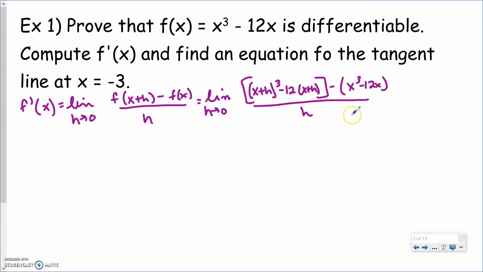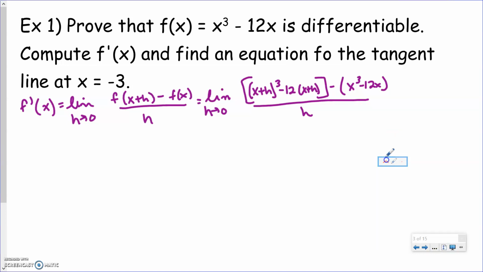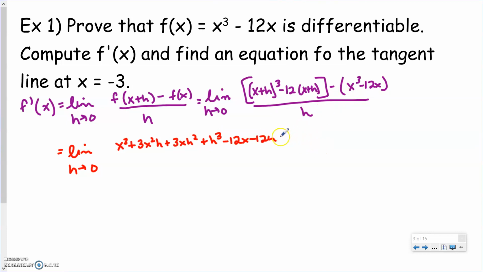Now, I did a bunch of algebra work off to the side, so if you're not sure, I encourage you to go ahead and multiply x plus h to the third out. When you do that, you get the limit as h approaches 0 of x to the third plus 3x squared h plus 3xh squared plus h to the third minus 12x minus 12h, and then minus x to the third plus 12x, all over h.